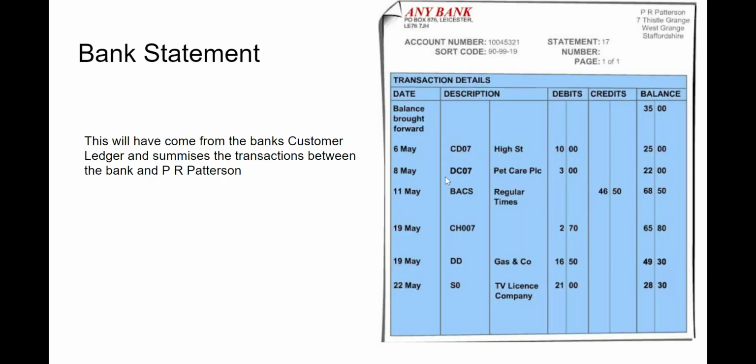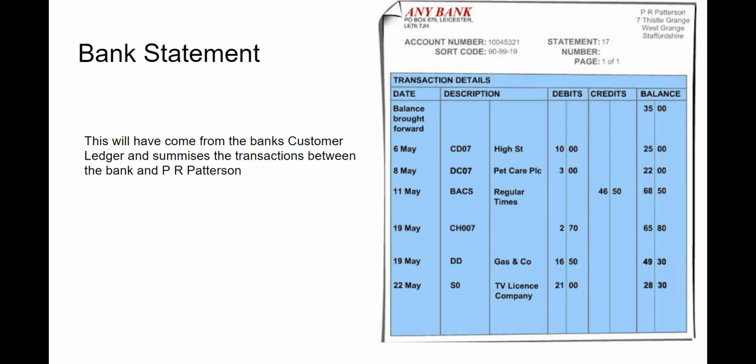Okay, here we've got an example of a bank statement, and we can see that this bank statement is from Any Bank, which is a made-up bank, and it's PR Patterson's account. That's the name of the business. I've adapted things slightly. We're going to imagine that PR Patterson's a pet shop. It's got his account number and something called a sort code, which you don't need to worry too much about. Okay, it's got a debit column and a credit column, and then over on the right hand side, it's got what we call a balance column.